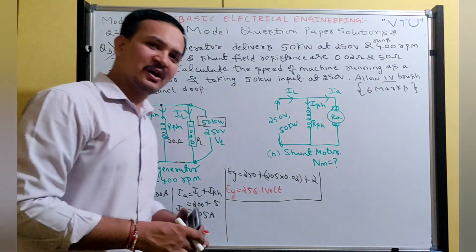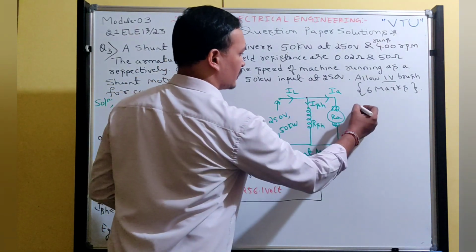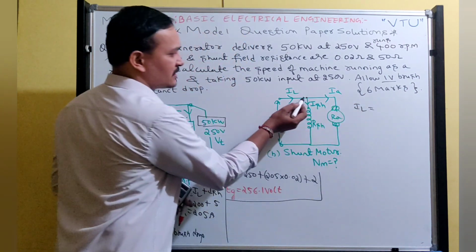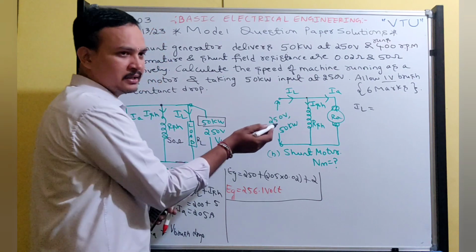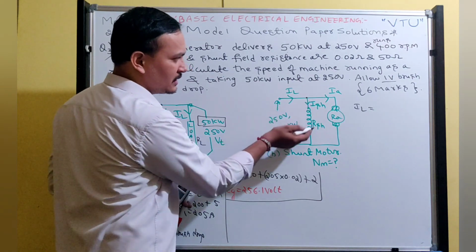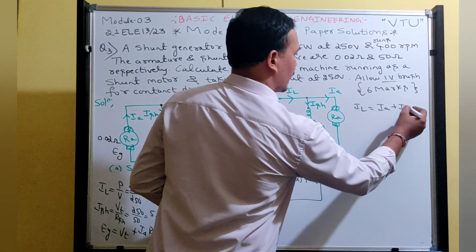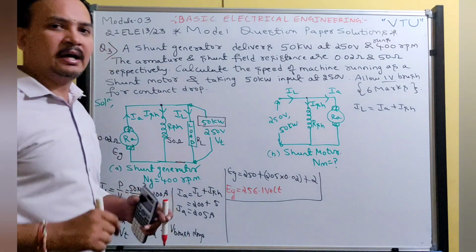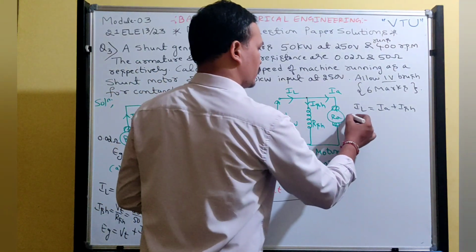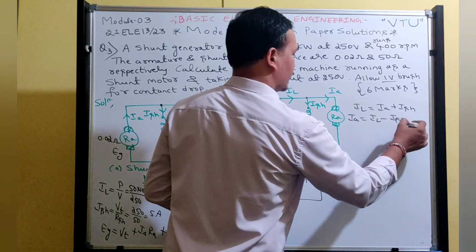So now do it for the motor side in the same way. See, in the motor, apply KCL at this node, apply Kirchhoff's current law at this node. What is the current entering? IL. What are the currents outgoing? ISH and IA. So IL equals IA plus ISH. From that you find the IA value. So IA will be IL minus ISH.